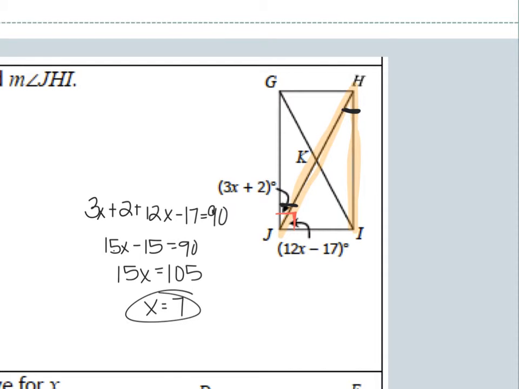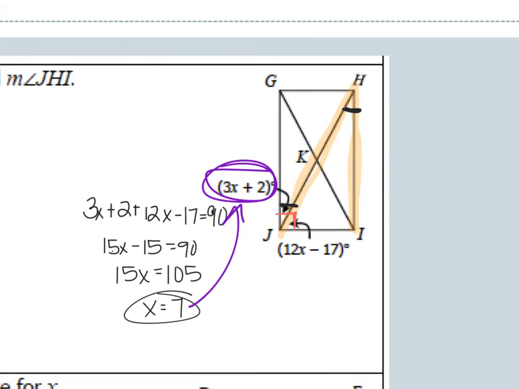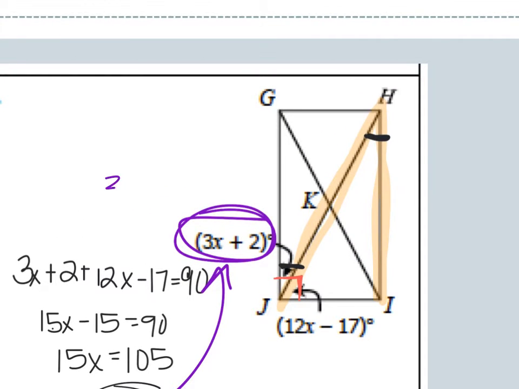So we're going to plug it in to this one right here, because remember, alternate interior angles. So we have 3 times 7 plus 2 is 20. And that's our answer.